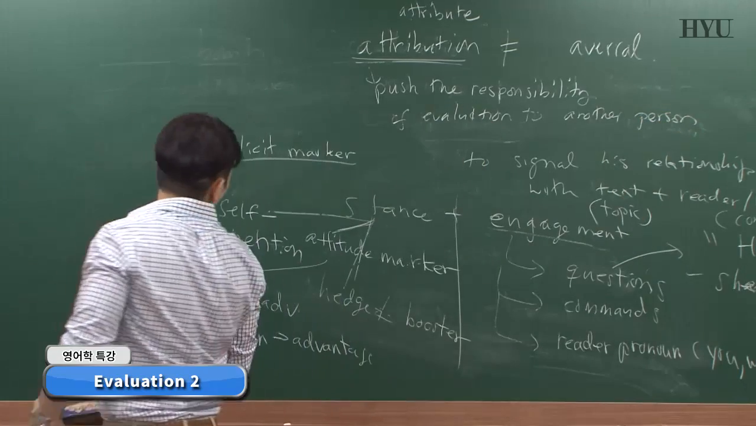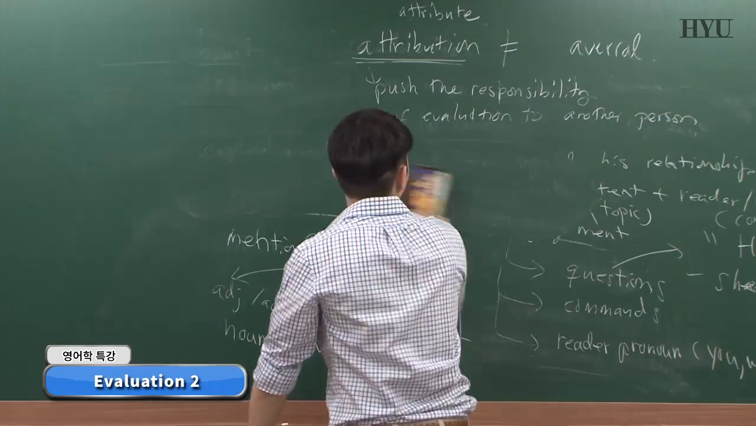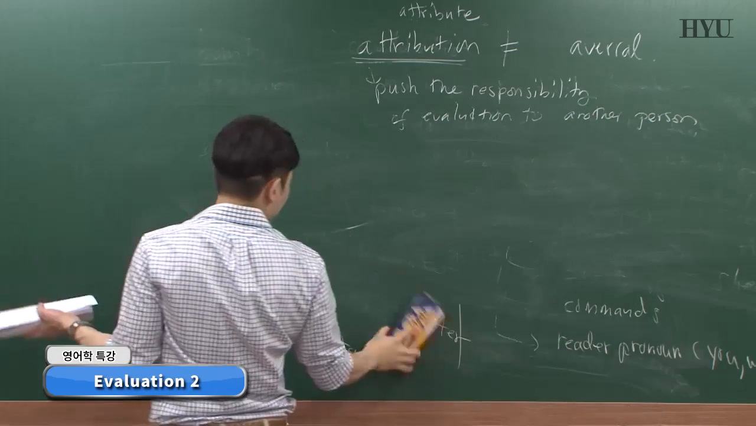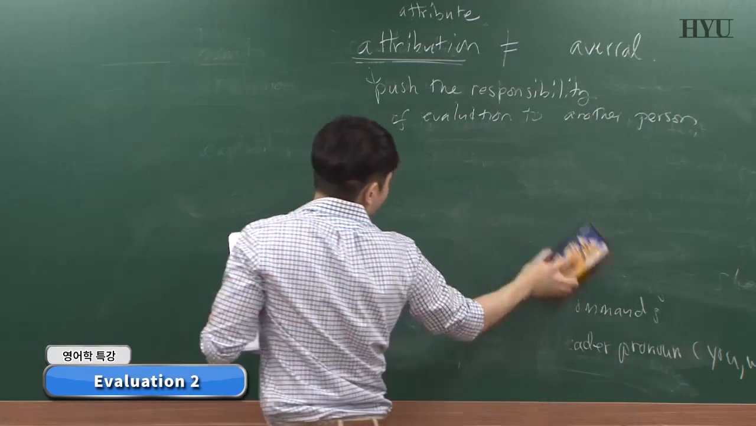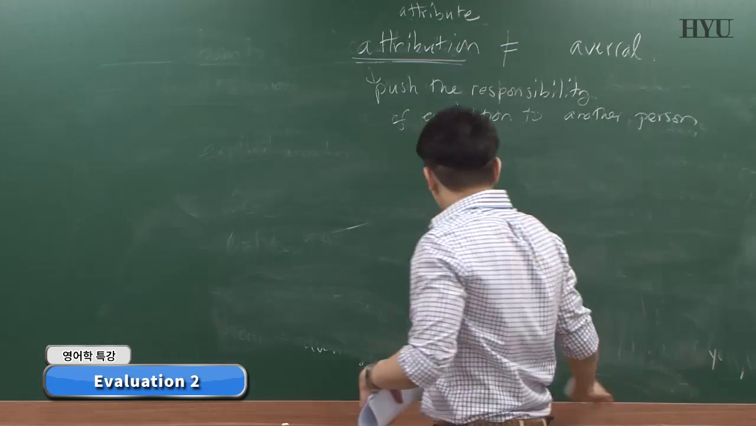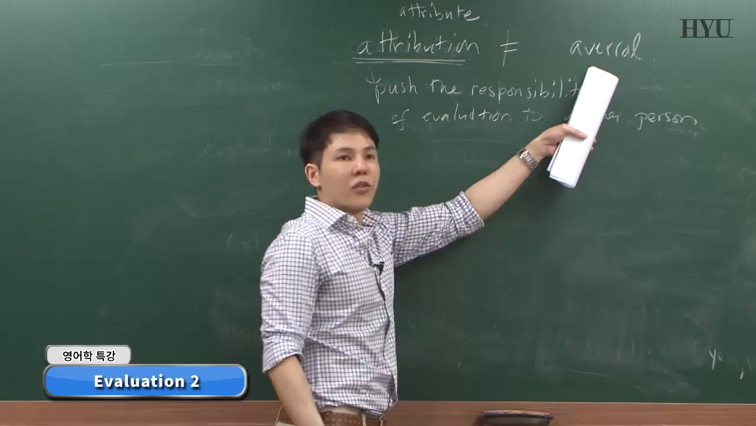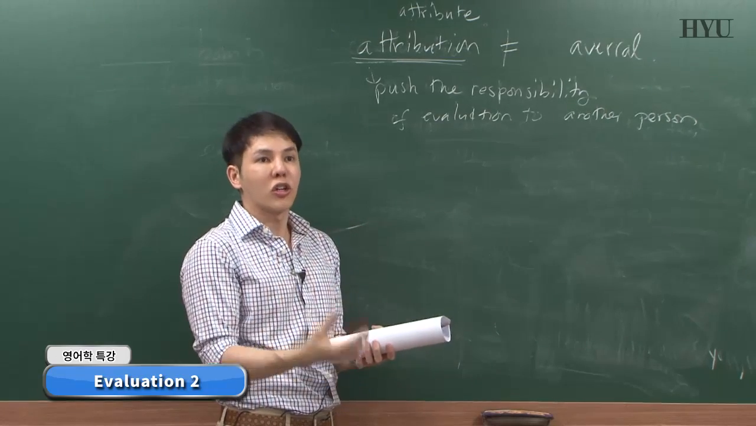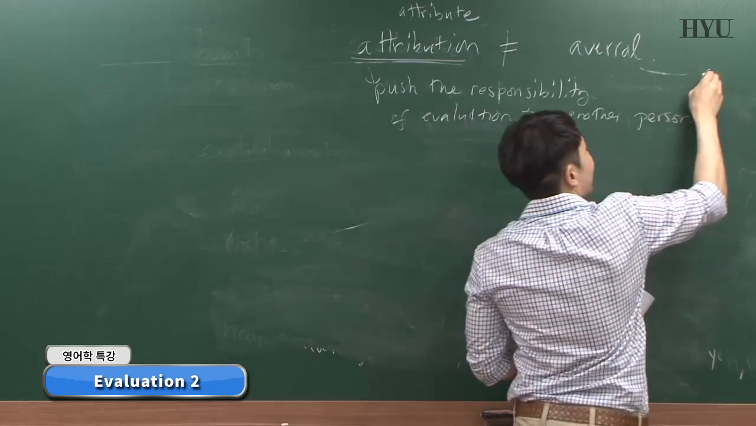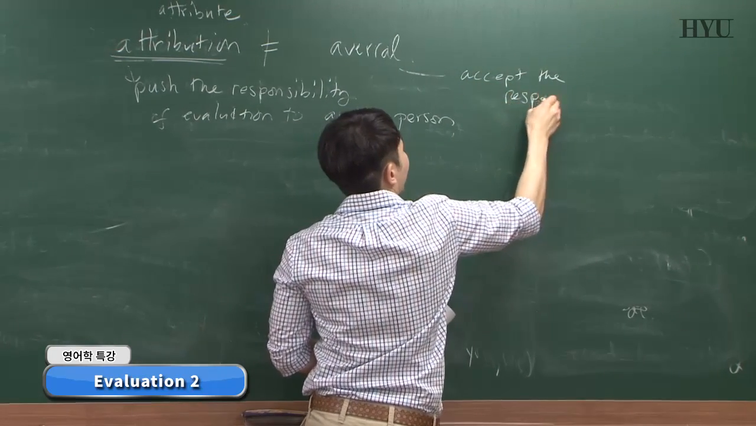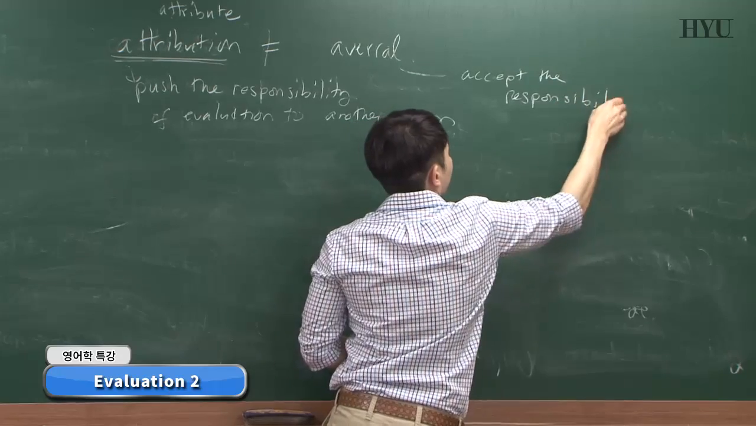Okay? You push the responsibility of evaluation to another person. So that's attribute, right? To attribute is to assign something to someone. Whereas when you do avowal, the verb aver is to assert or to claim. So you accept the responsibility of evaluation to yourself, right?